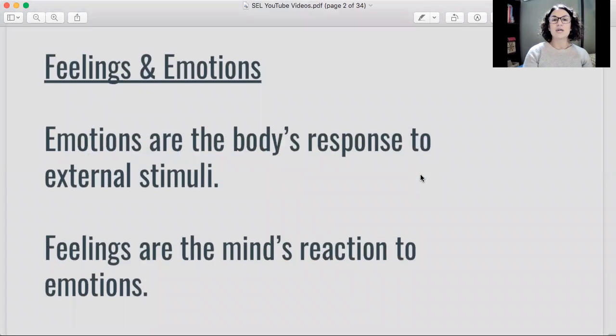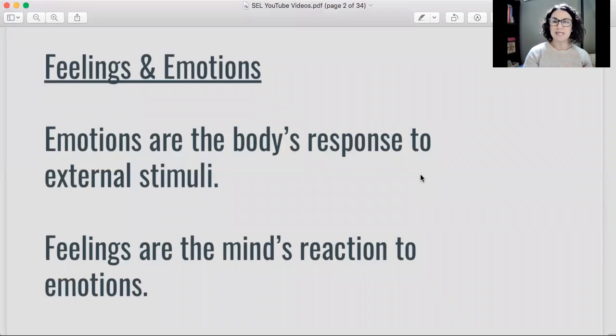So if we are talking about helping kids to understand what feelings are versus emotions, here are some kid-friendly definitions. They are different, and a lot of people don't realize that they are. They're not the same thing. So emotions are our body's response to some sort of external stimuli, right? So that sensory input, remember, enters into our brain and then we respond in some way. So those are our emotions, what our body does. Feelings are the mind's reaction to those emotions.